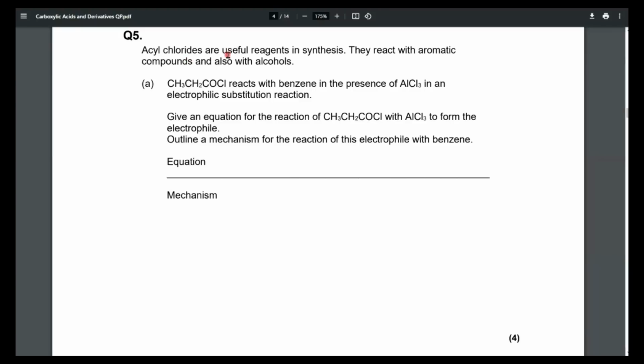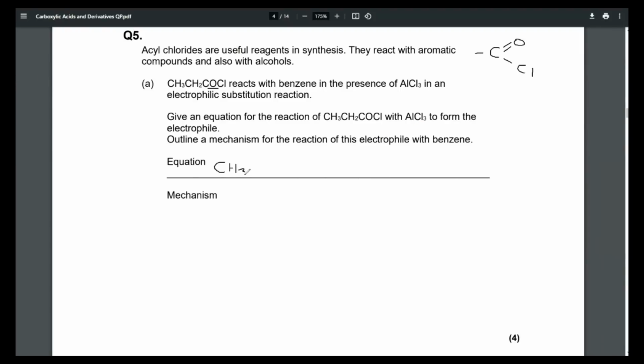So there we go. Question 5. Acyl chlorides are useful reagents in synthesis. They react with aromatic compounds and also with alcohols. CH3CH2COCl reacts with benzene in the presence of AlCl3 in an electrophilic substitution reaction. Give an equation for the reaction of CH3CH2COCl with AlCl3 to form the electrophile. Outline a mechanism for the reaction of this electrophile with benzene. So you really have to give the equation, and together with the mechanism it's worth 4 marks. So just the structural equation or the chemical symbol equation, and the mechanism.